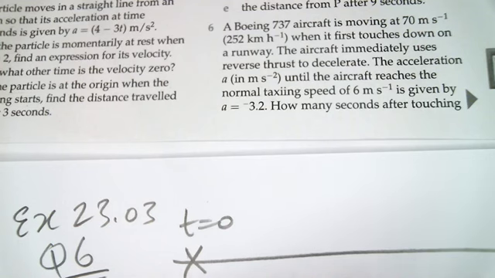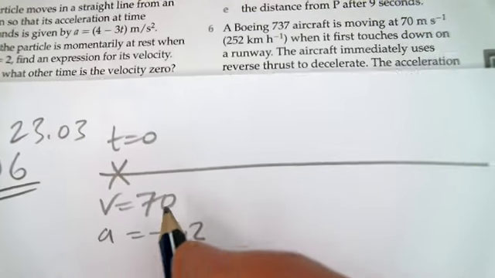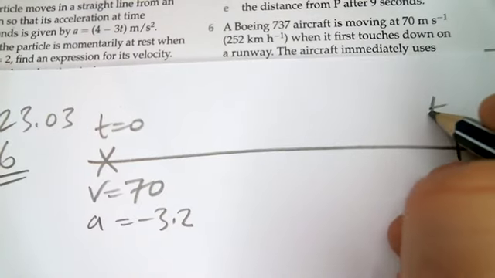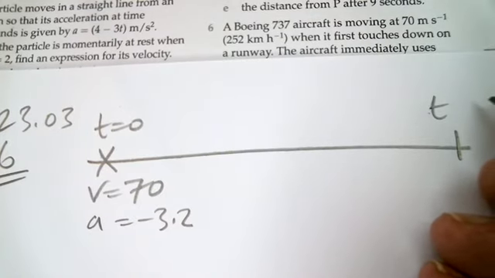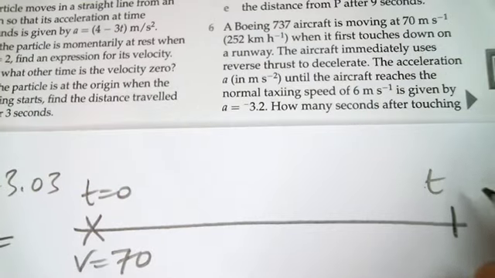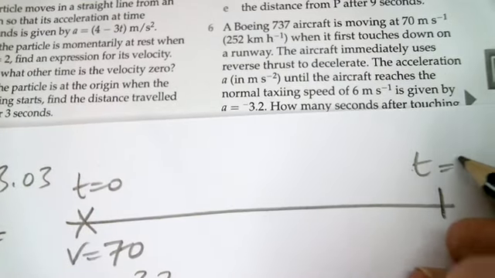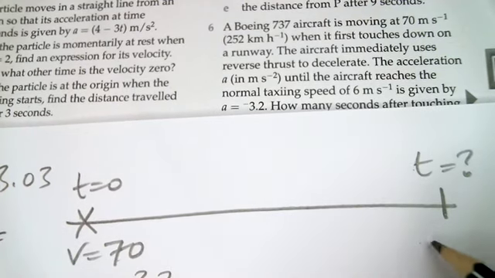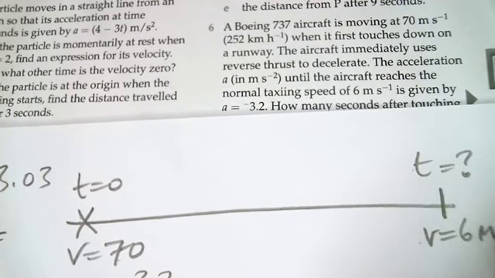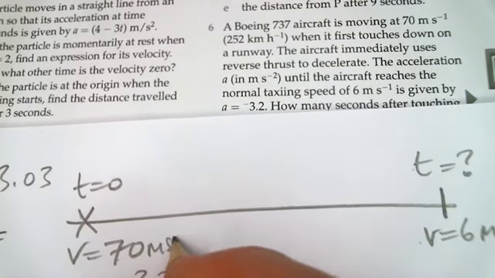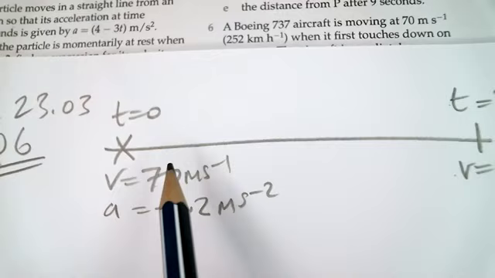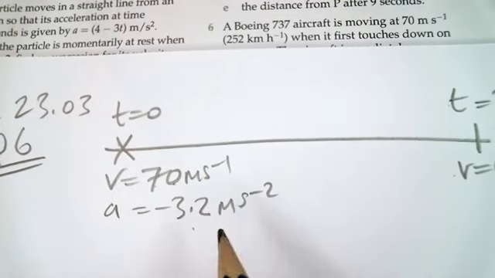And we want to find out how long it takes to reach the point over here. We don't know what time that is, but we want to find that time, because it says how long does it take to reach. So how many seconds? T equals question mark, but we do know that V has got to go from 70 all the way down to V equals 6 meters per second. That's what we need, that's what we know. So we're going from here to here, and we're decelerating at this rate.